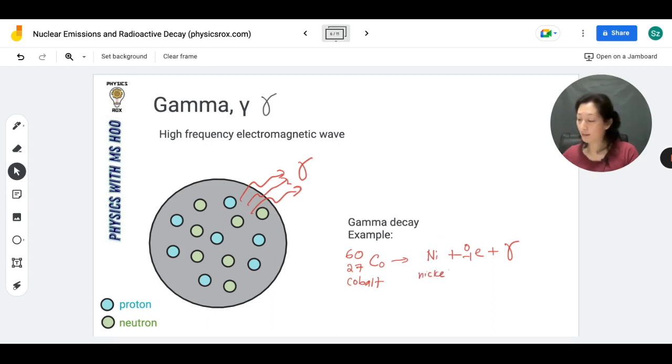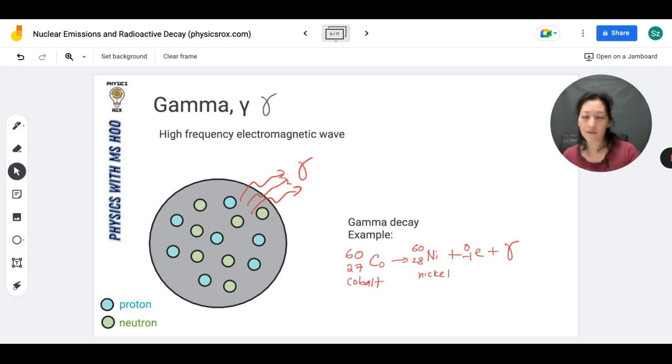And because it releases beta, the number of nucleons remains the same and the number of protons increases by 1. So this is an example of how we can write a gamma decay equation. Remember, gamma always accompanies either alpha or beta.